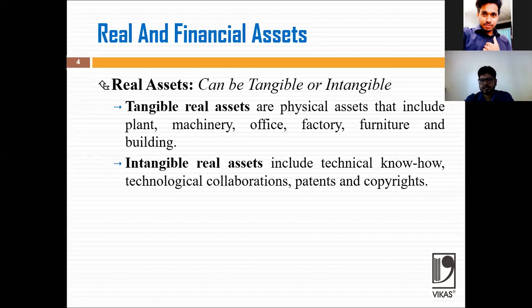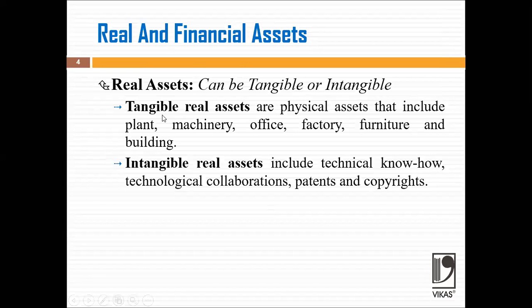And intangible real assets. It's a real asset. Real means physically is available. You can touch, you can see, you can feel, right? Intangible assets include technical know-how. Technical know-how means how to do the things, right? It may be manufacturing or some formulas or whatever. So know-how.